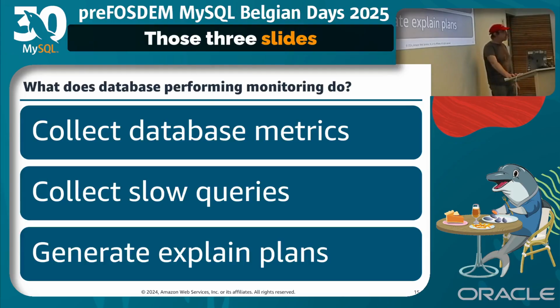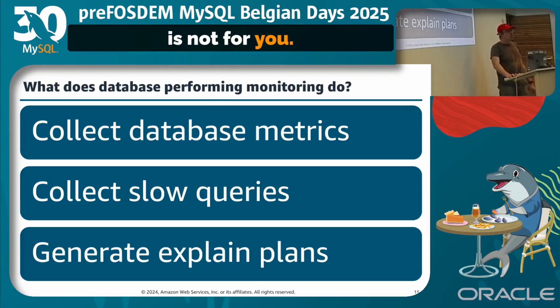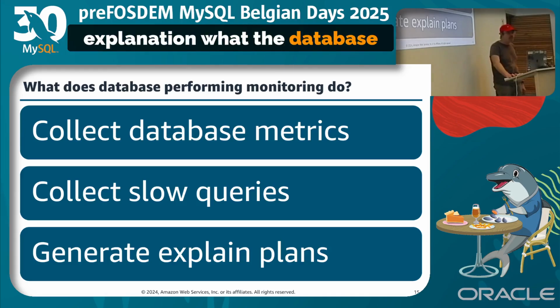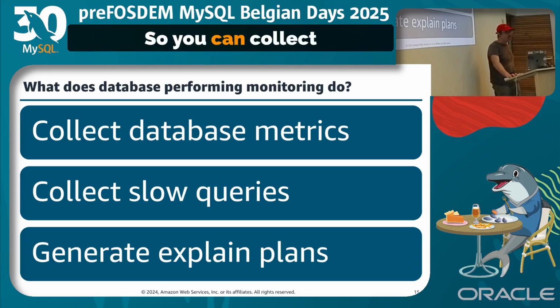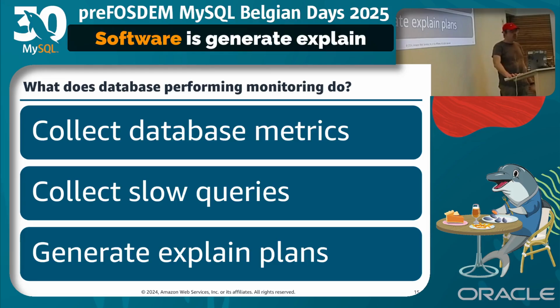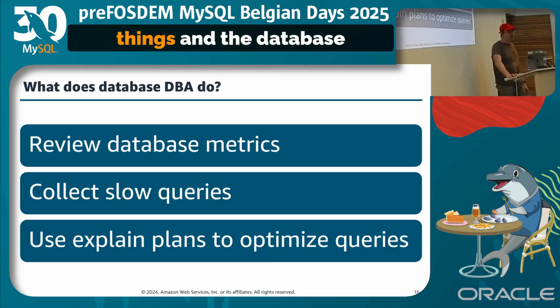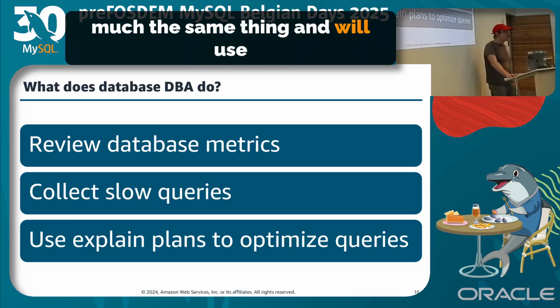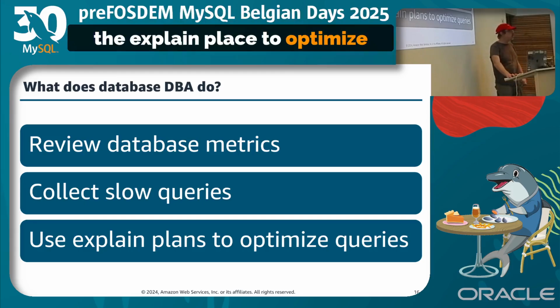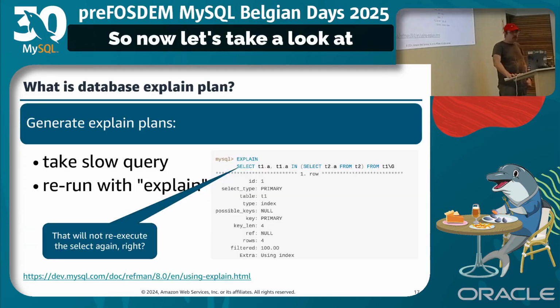Those three slides are not for you all. They basically explain what database performance monitoring does. This is obvious, right? It can collect database metrics, log queries, and generate explain queries. The database administrator will do pretty much the same thing and will use the explain queries to optimize the queries. So now let's take a look at this simple explain.